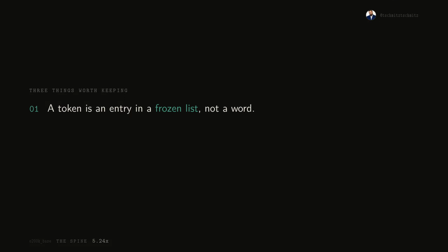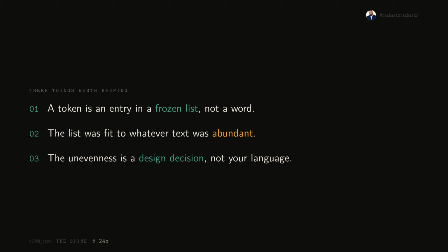3 things worth keeping. A token is an entry in a frozen list, not a word. That list was fit to whatever text was abundant, which is exactly why your price is uneven. And the unevenness is a design decision someone made, not a property of your language.